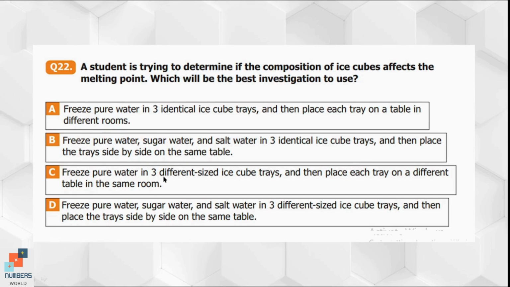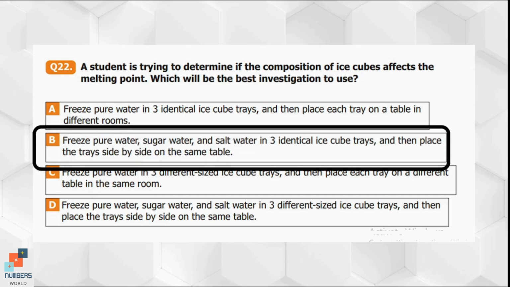Option C, freeze pure water in three different sized ice cube trays and then place each tray on a different table in the same room. So again, if the size of the ice cube is different, then definitely its melting point will be different. Option D, freeze pure water, sugar water, and salt water in three different sized ice cube trays and then place the trays side by side on the same table. Again, two variables are changed over here, the type of water and the size of the ice cubes. So that's why we can't choose option D as well. Option B is the correct option here.